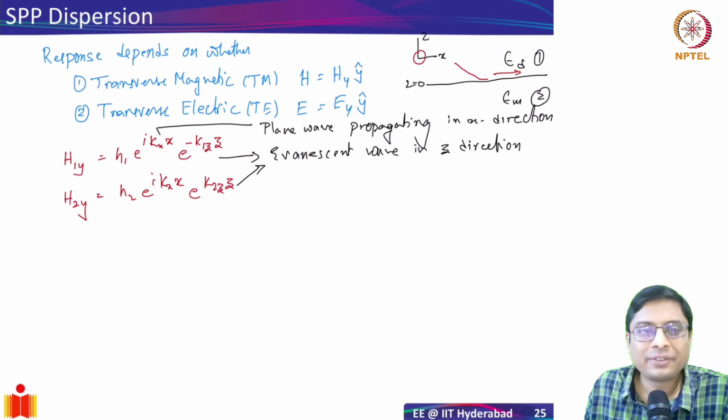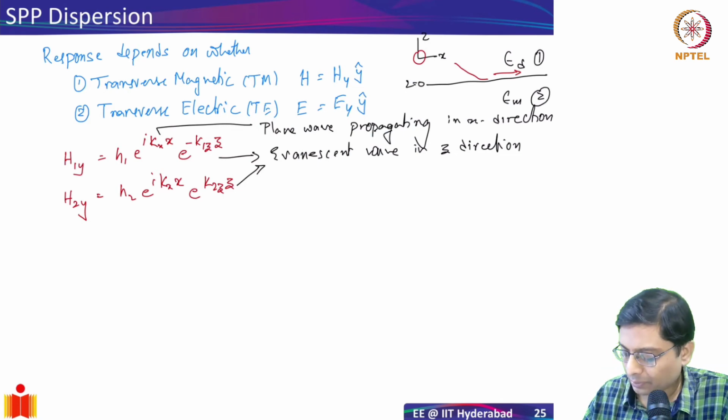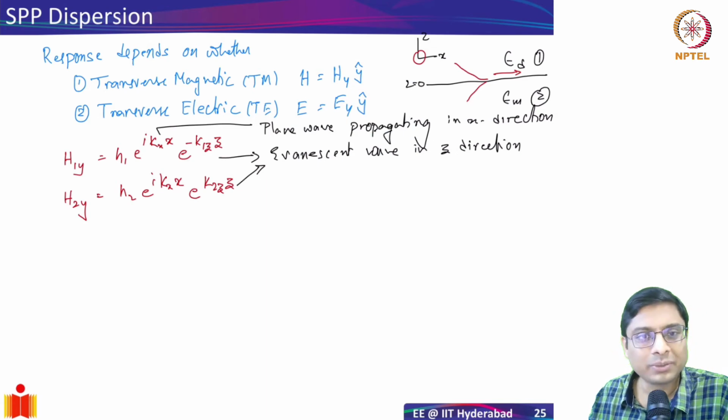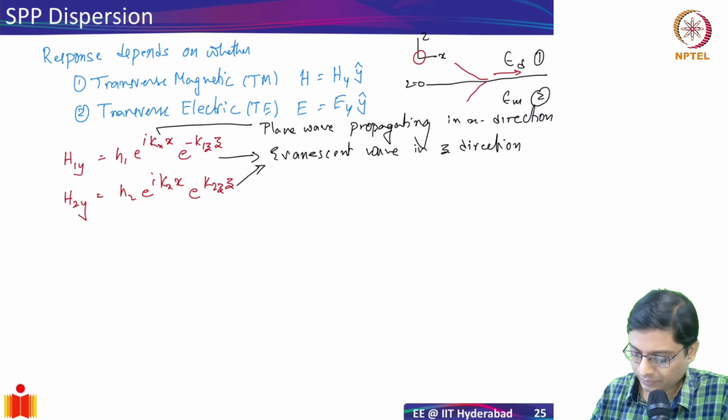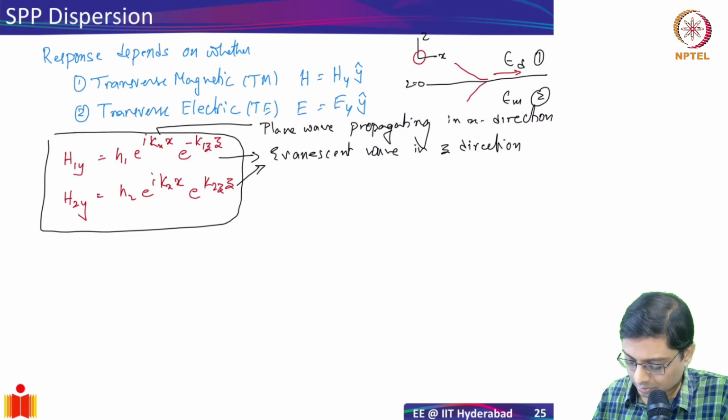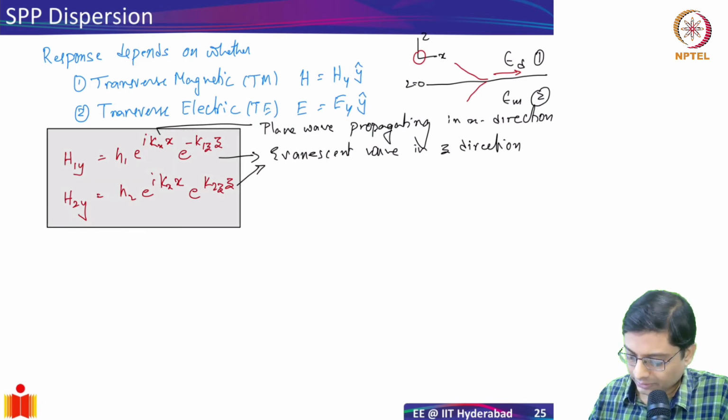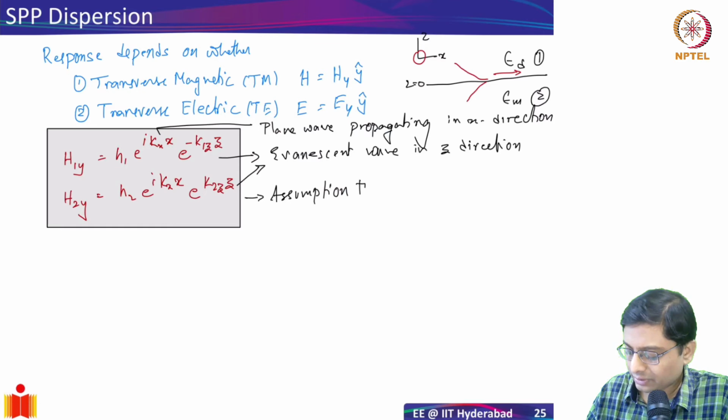So effectively, I have a wave which is only propagating along the interface. So both sides, if you look at the magnetic field above and below the interface, it's going to be decaying. Okay. This is essentially my assumption. Okay. This entire thing. Okay. This is an assumption that such a wave exists.